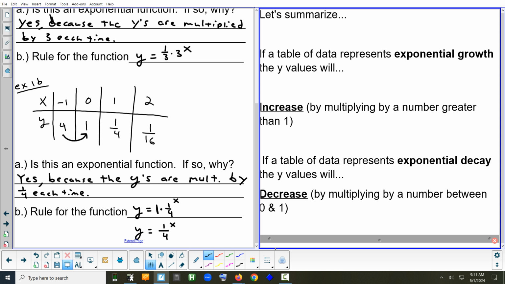Because again, if you have any amount of money and you keep taking half of that, you'd never have 0. It would get smaller and smaller and smaller, but technically it would never be 0. It would just get extremely small. All right, so if a table of data represents exponential decay, the values will decrease.